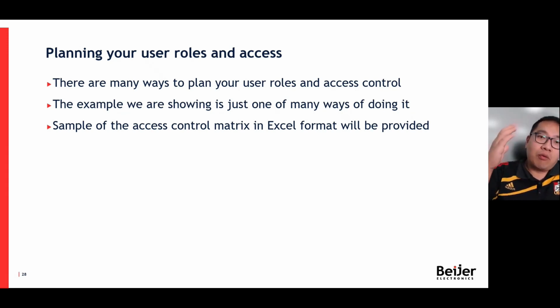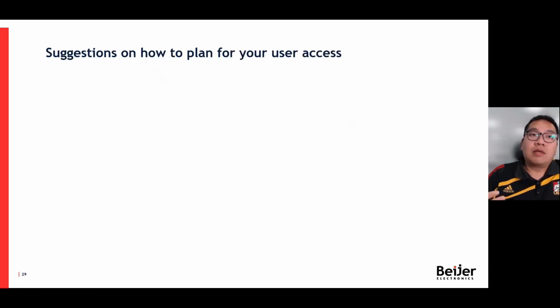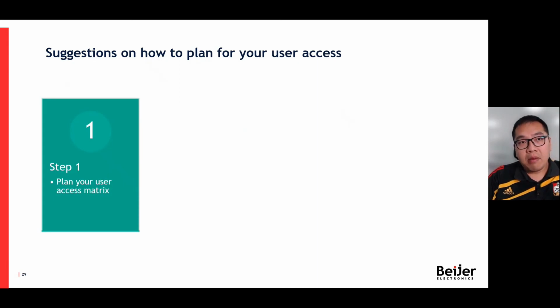So I do have a slide showing an example of an access control matrix. That is also in an Excel format that will be provided later on as well. So I hope that will be useful if you are designing your user roles and access. Some suggestions on how you can go about planning this user access role: number one, plan your user access matrix. I have the example that you can borrow as well.